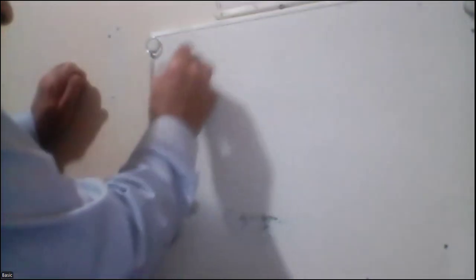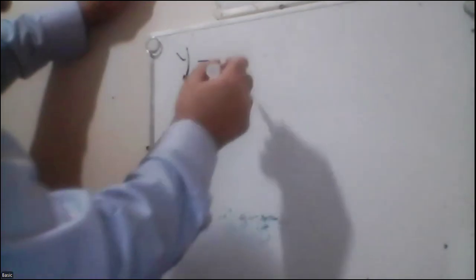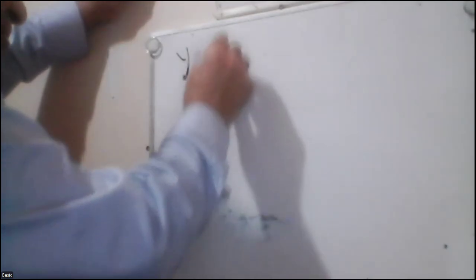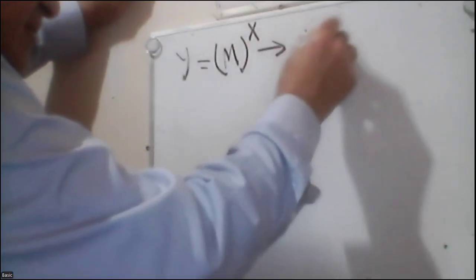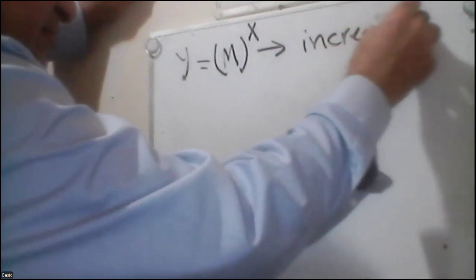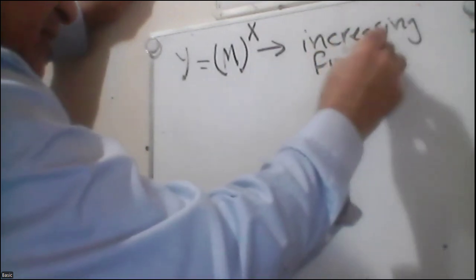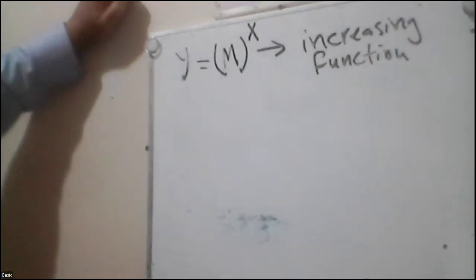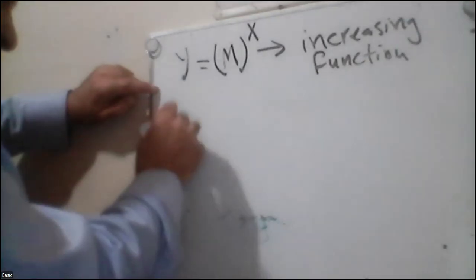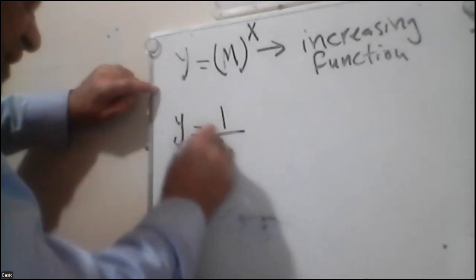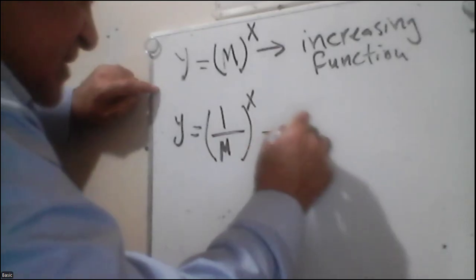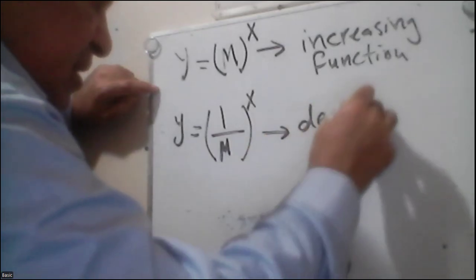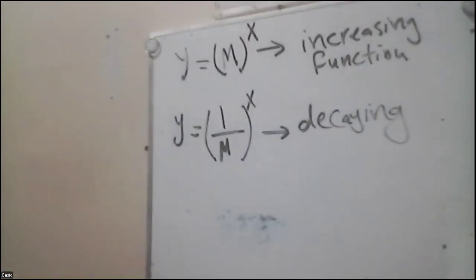A function is increasing when y equals a real number, let's say the number is m, power x. This is an increasing function. So the function here is increasing. But when y equals 1 divided by m power x, in this case, the function is decaying or decreasing. And this is the idea.